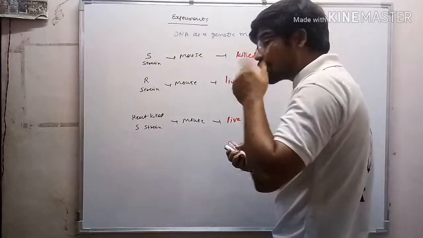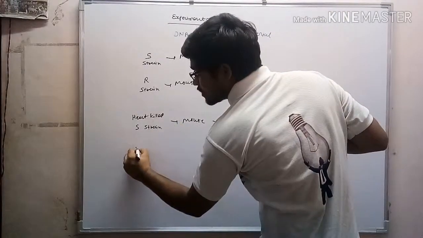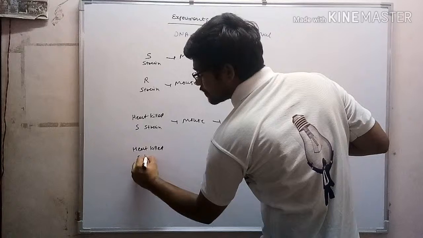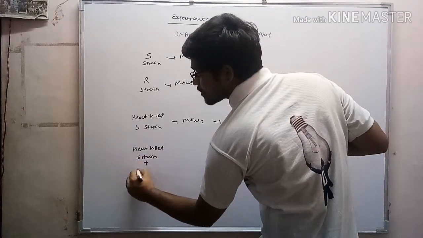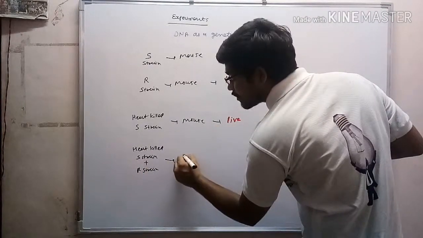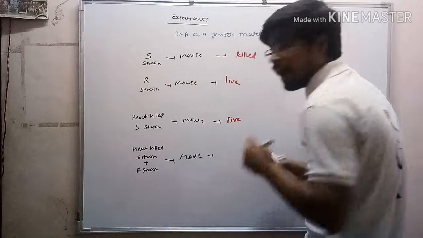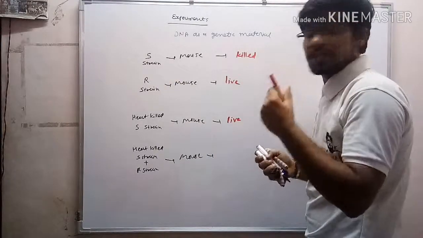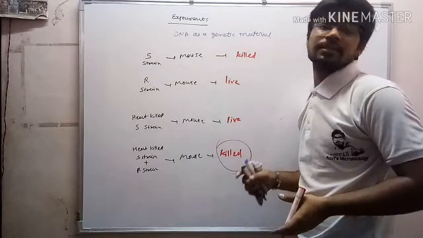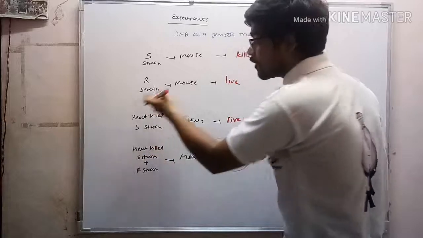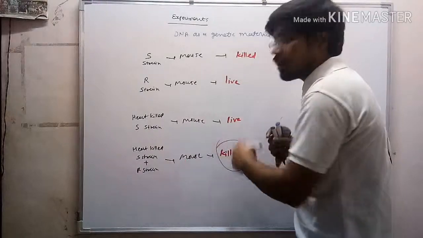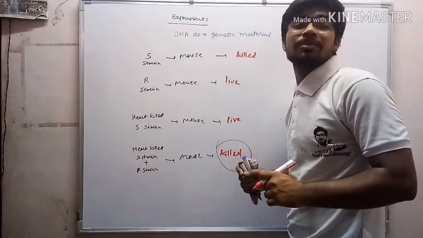Now the trick is to take the heat-killed S strain and mix it with a live R strain. This mixture was injected into the mouse, and after the incubation time, the thing changed and the mouse was killed. Now the question is why. As we know, the heat-killed strain cannot kill, and the R strain is also avirulent. So what happened between these? The mouse is killed. This is the real principle of transformation.